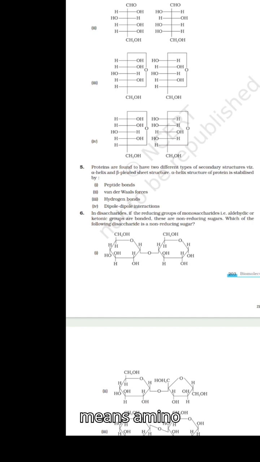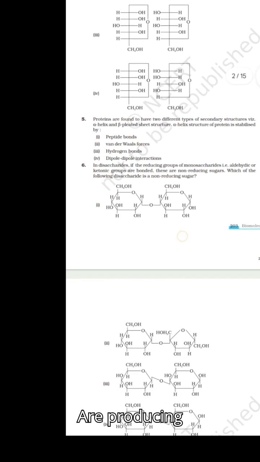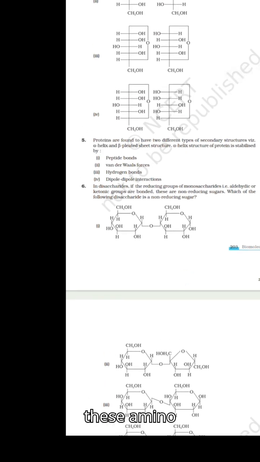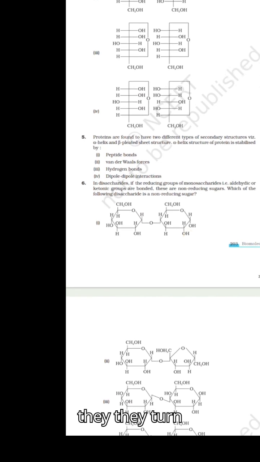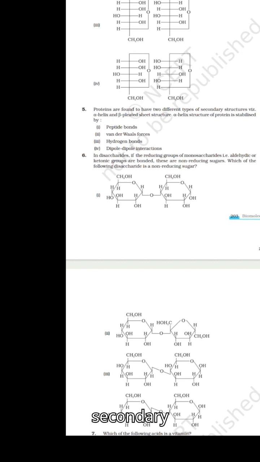Primary structure means the amino acid sequence of the protein. The primary linear sequence of those amino acids is called the primary structure. These amino acids are held together by specific bonds, which give rise to different structures in the protein, and that second level of organization of the protein is called the secondary structure.